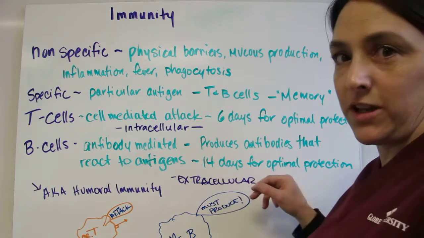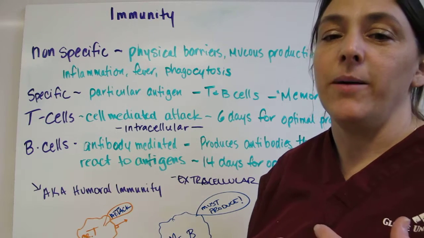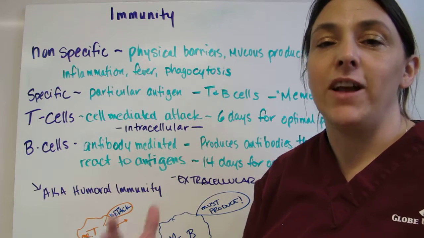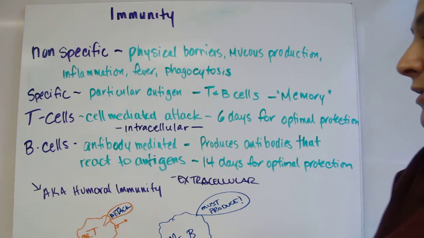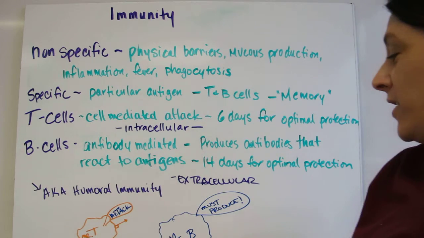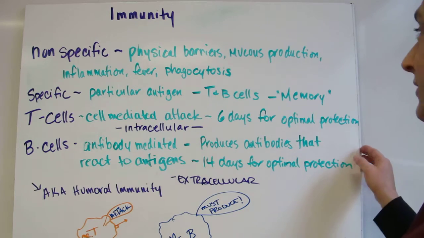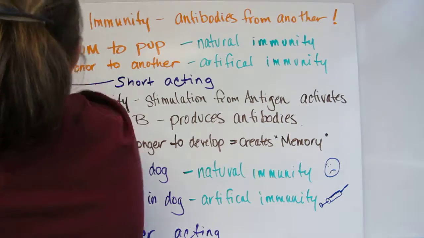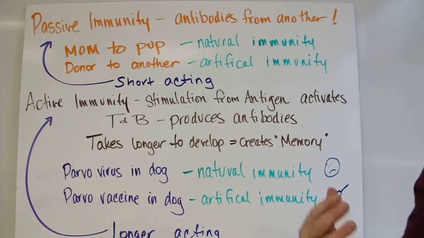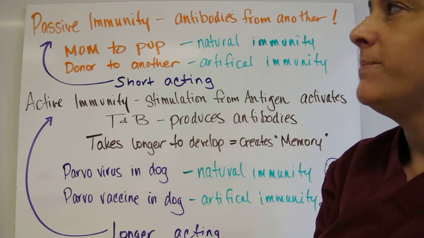This is extracellular. So this is outside of the cells, trying to fight off the virus outside of the cells before it becomes cellular. So Mr. T is attack and Mrs. B must produce. So we also have some different types of immunity.